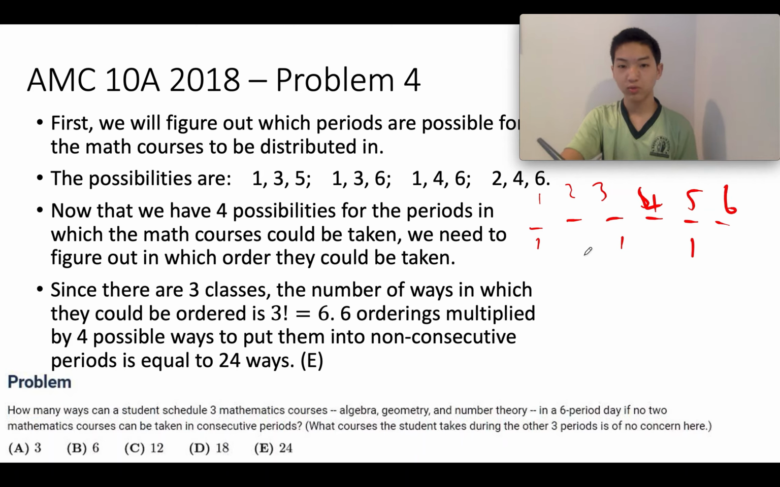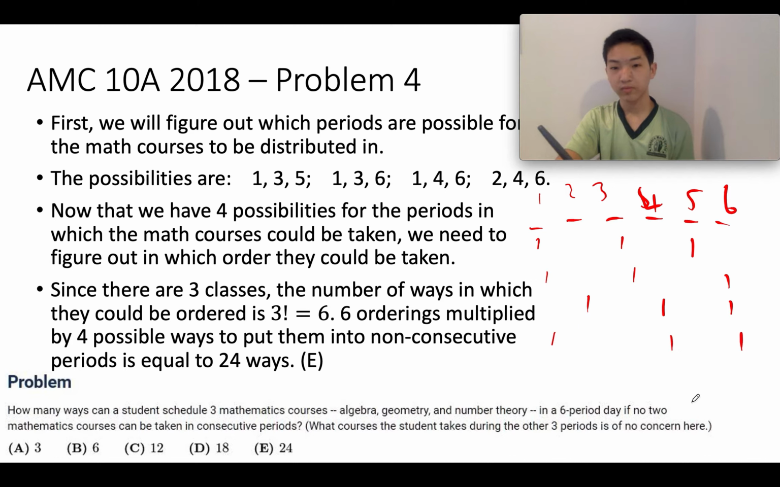That's 135, 136, 246, and then 146. And then there's no other way to order the math courses so that no two math courses are consecutive to each other.